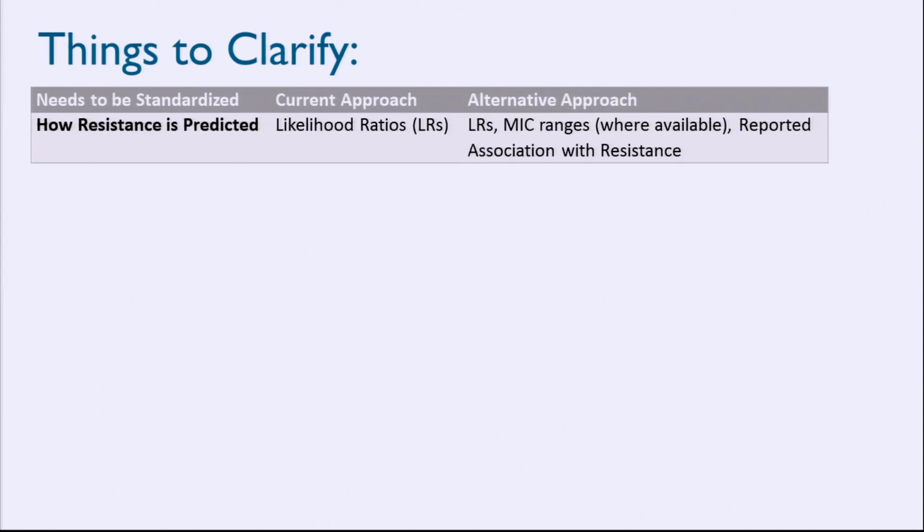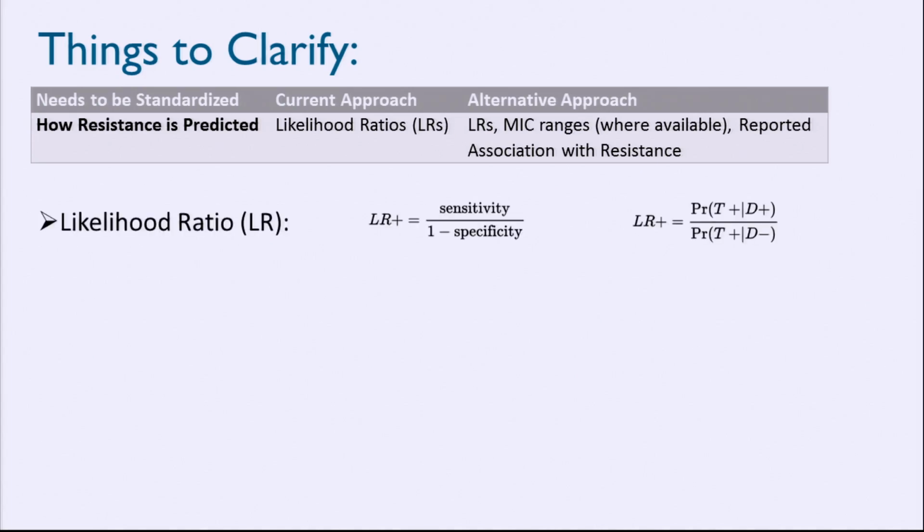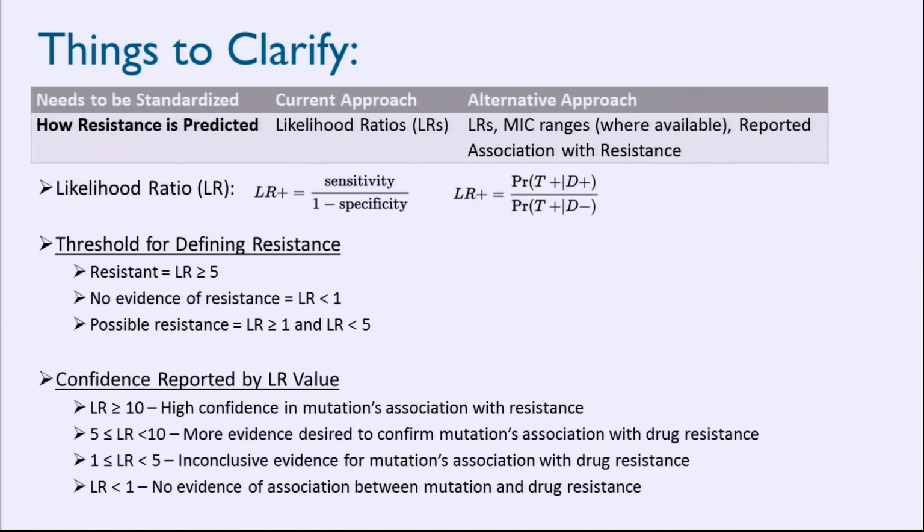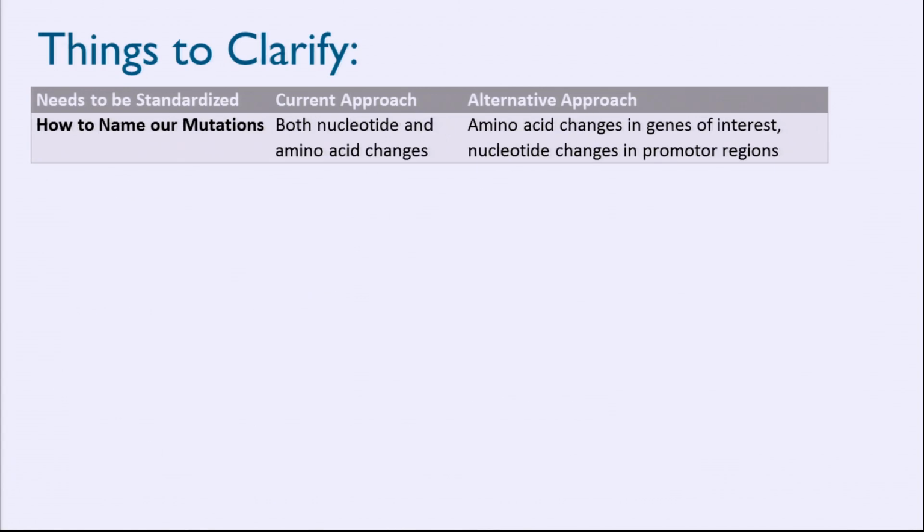So things that need to be clarified. The first is how we actually predict resistance. And a lot of what I'm going to be presenting in terms of our approach to the presentation, the report of these data, is going to come from the RESEC-TB data set. So we're going to be talking about the likelihood ratio approach that Paulo just mentioned. So the little bit of math that I have in this presentation is a likelihood ratio being a sensitivity over 1 minus specificity, which is basically an indication of, given that you have that test finding, how likely is it that you have that disease?